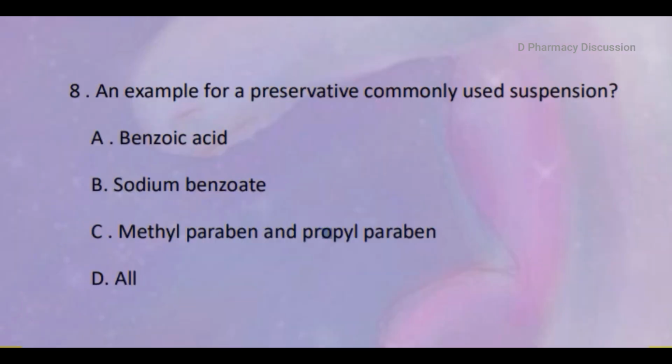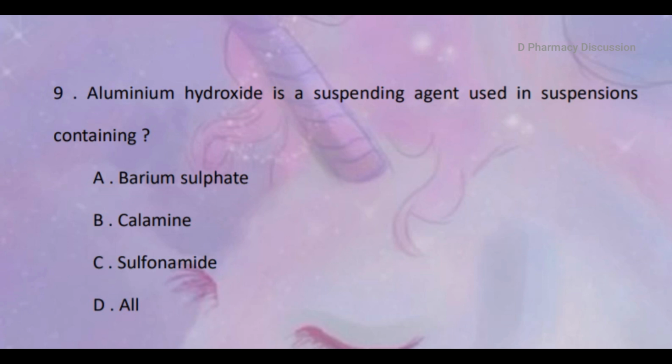Question number 8. An example for a preservative commonly used in suspensions. Option A benzoic acid, B sodium benzoate, C methyl paraben and propyl paraben, option D all. Correct answer is option D all. Next one, aluminum hydroxide is a suspending agent used in suspensions containing. Option A barium sulfate, B calamine, C sulfonamide, D all. Correct answer is option D all.